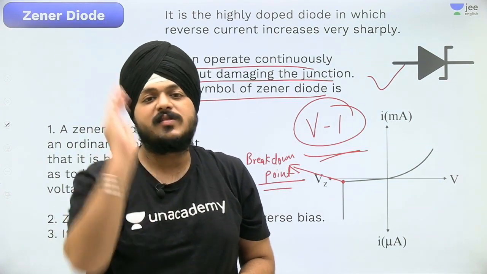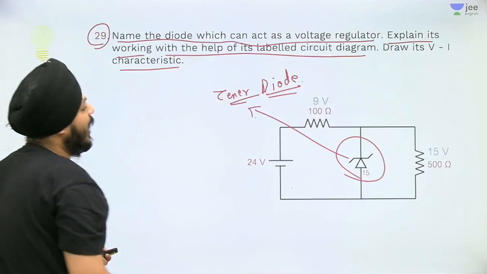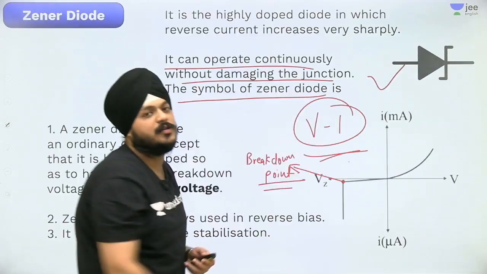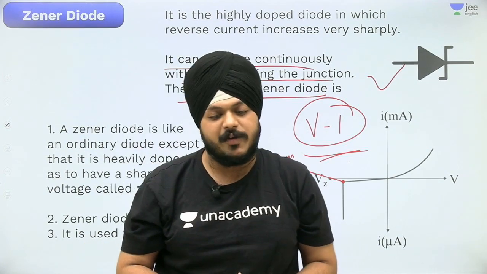So guys, is it clear? We have named this diode the Zener diode because it is heavily doped and it works in the reverse bias direction.